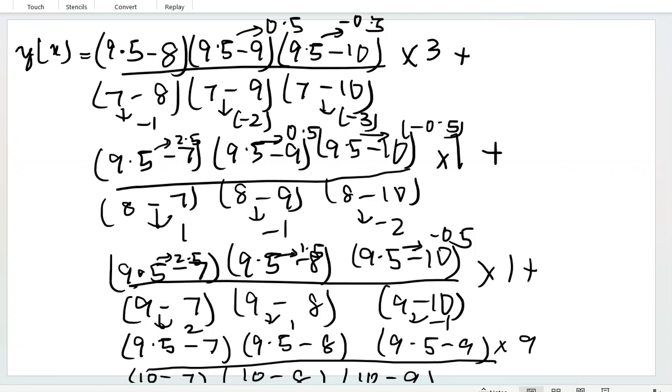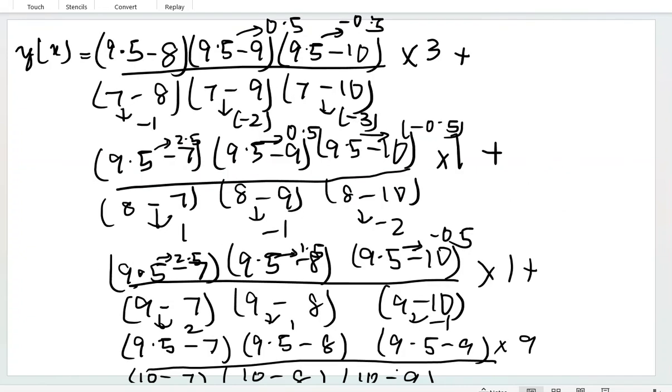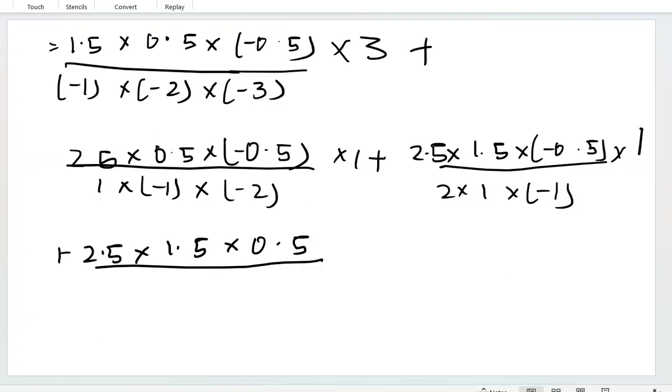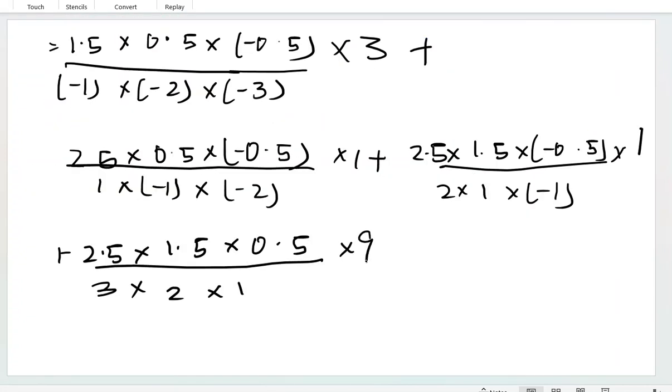Last will be 2.5, 1.5, 0.5 upon 3, 2, 1 into 9. The last value is 9. Now you have to multiply and divide and get the answer.